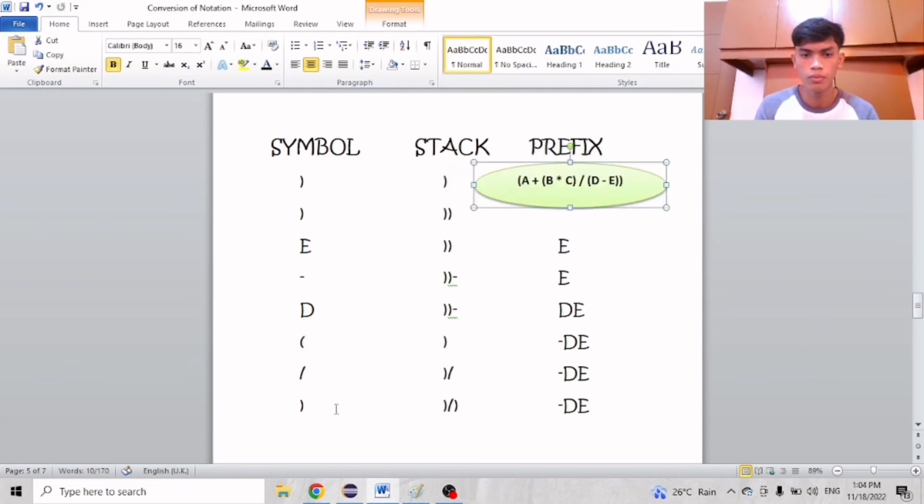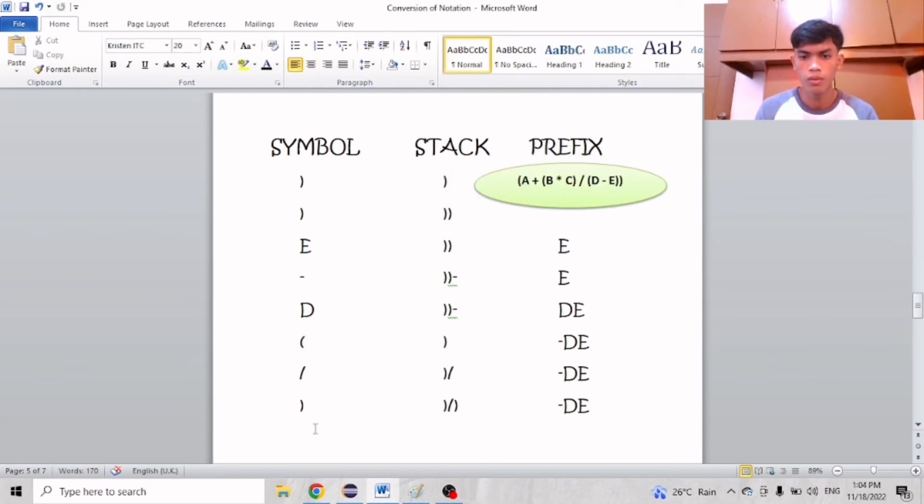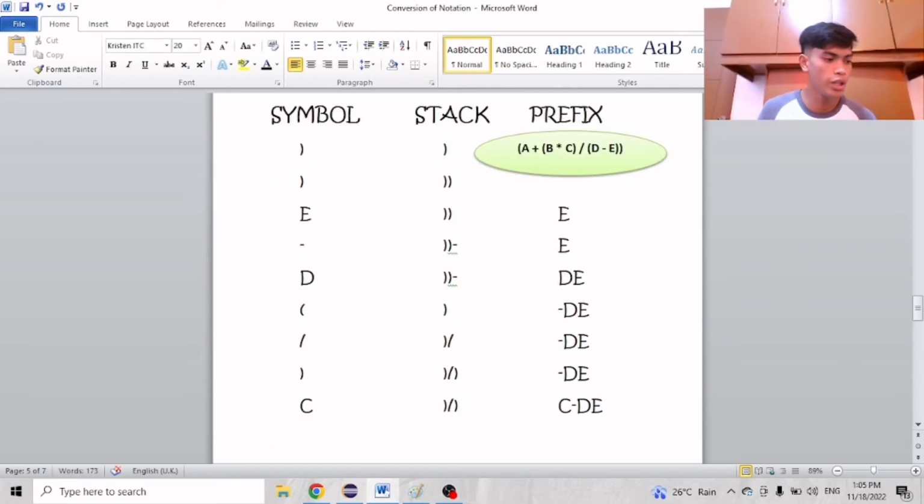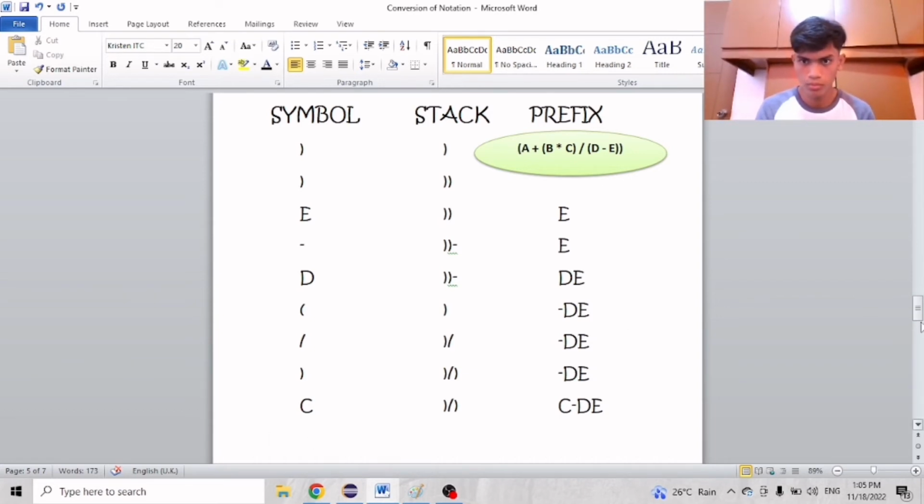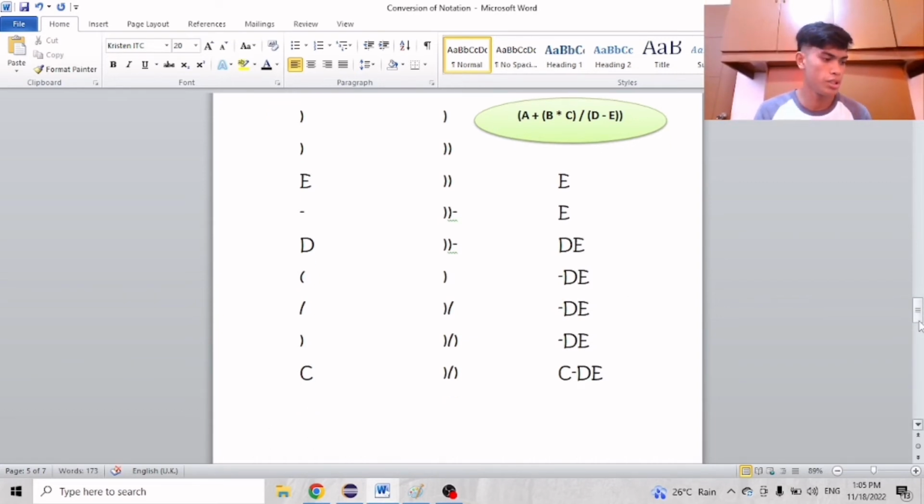Same again. Now we come to the letter C. Same again. Then we put the letter C here. Like that. It's really understandable, right? No need for confusion. So simple like that. So letter C, D, E.